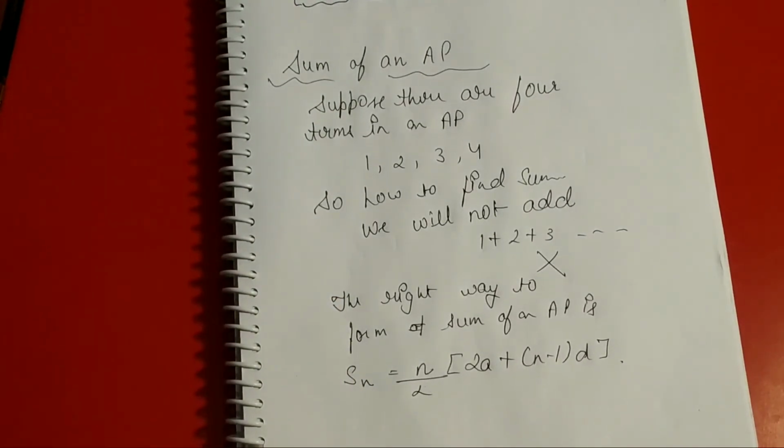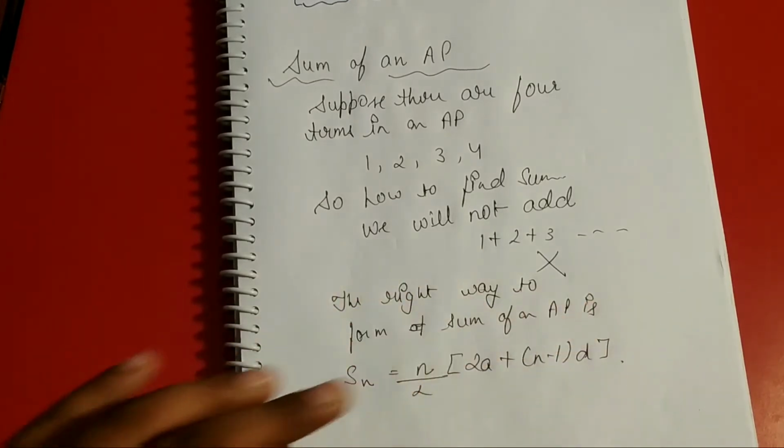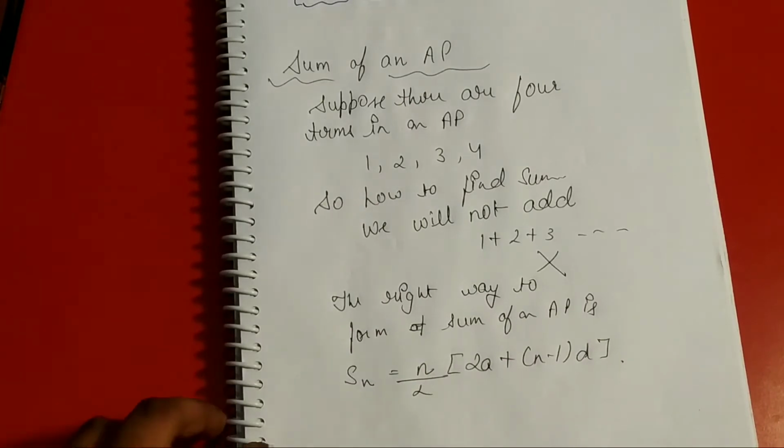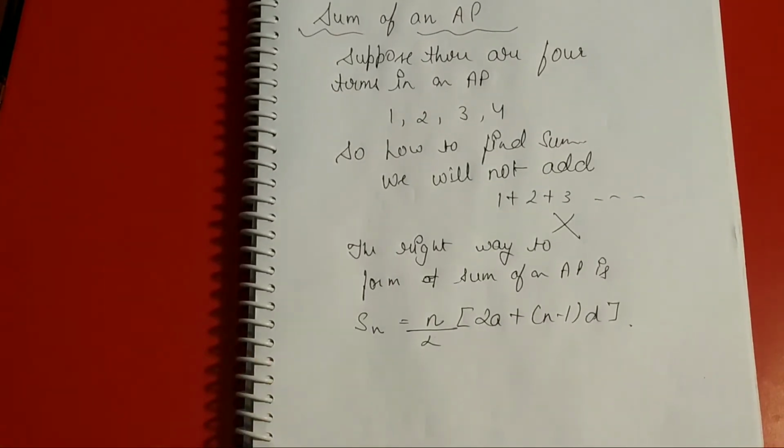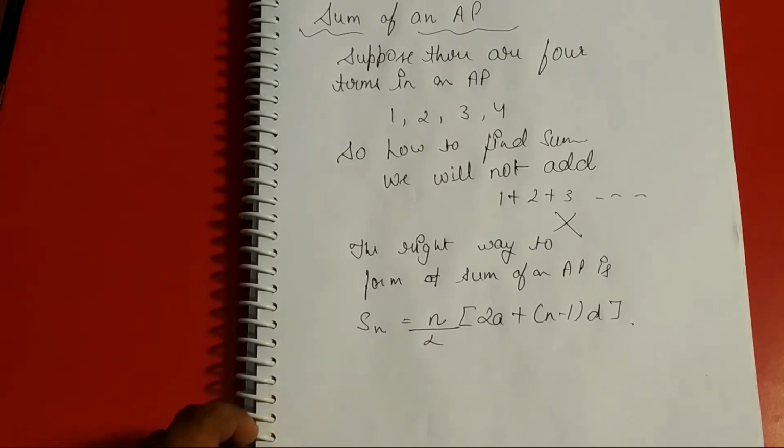Like if 4 terms, 5 terms, 10, 20 terms are given, we can easily add. But if 1000 terms or 10,000 terms are in the AP, then you cannot just add all of them and get the answer. You will get the answer right, but in the examination, if you add all of the numbers, you will lose so much time. So there is a well-defined formula for finding the sum of n terms of an AP.